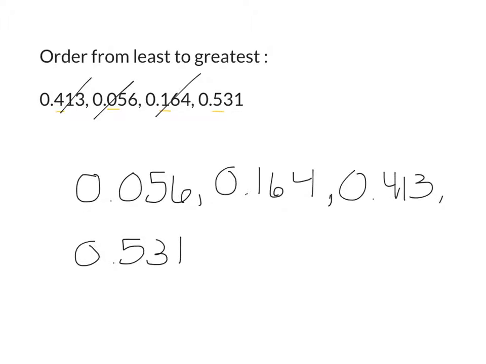So if we go ahead and read these numbers from least to greatest, we have 56 thousandths, 164 thousandths, 413 thousandths, and lastly, as the greatest number, we have 531 thousandths. Again, this was lesson 6 in module 1, and our objective today was to be able to compare numbers to the thousandths place.